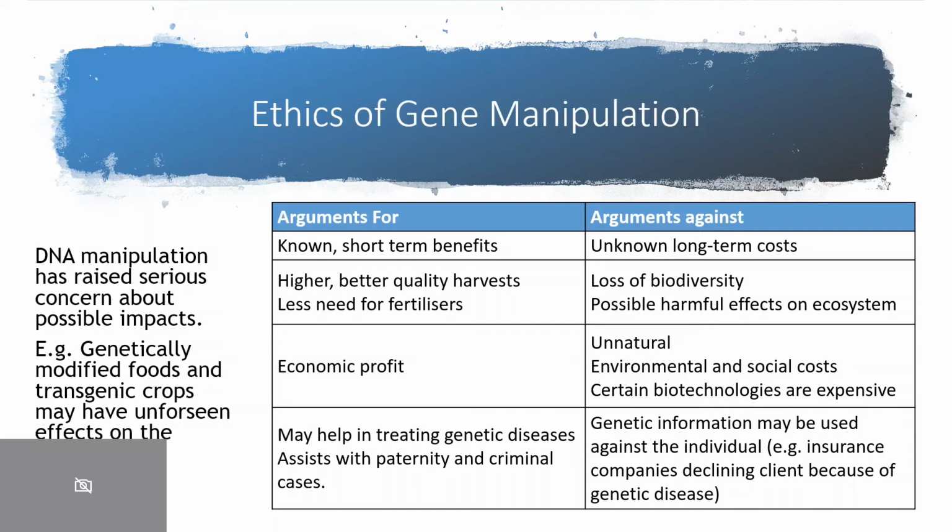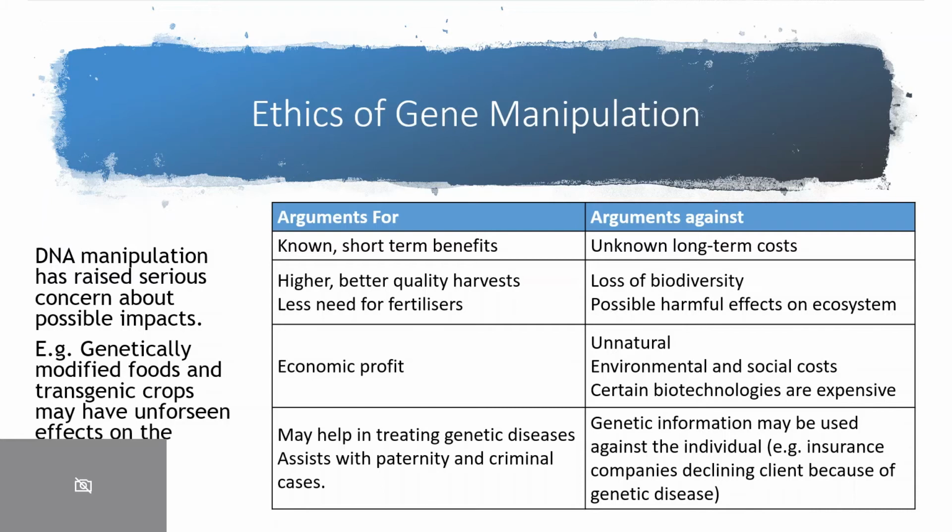The ethics of gene manipulation. So DNA manipulation has raised serious concern about the impacts of it. For example, genetically modified foods and transgenic crops may have unforeseen effects on the ecosystem. So here are some arguments for gene manipulation and arguments against.